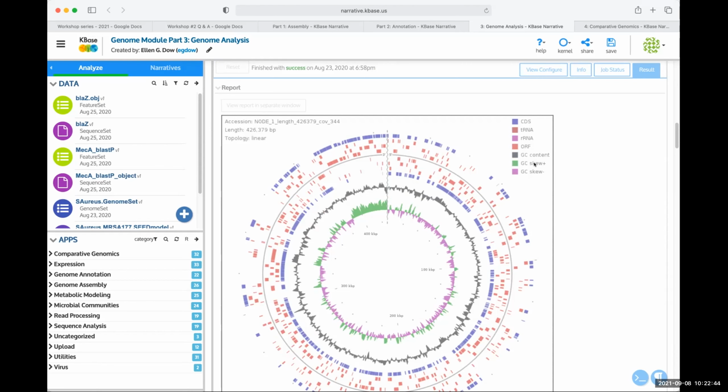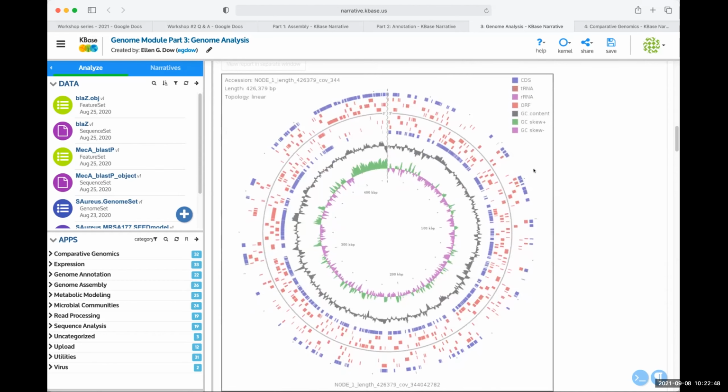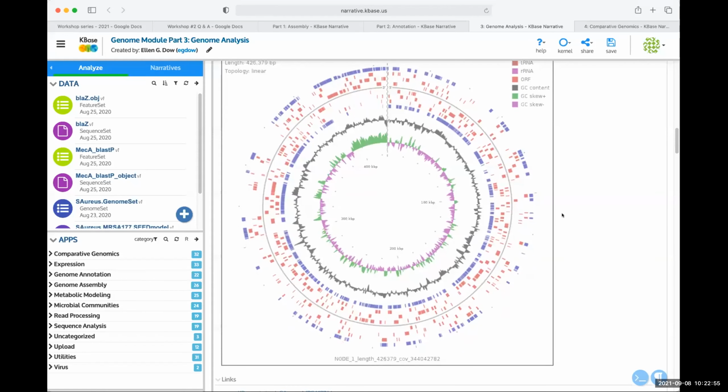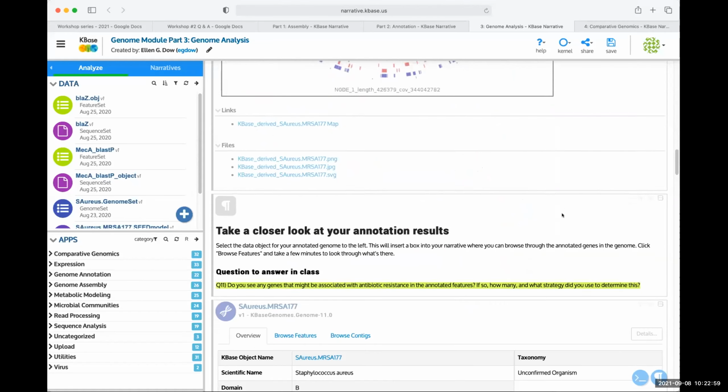Why do we care about GC content and GC skew, in terms of looking for deviations potentially related to horizontal gene transfer events and things like that? The ability of KBase to have these more interactive visualizations I found very, very helpful.